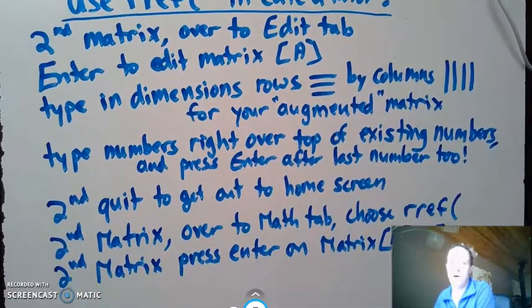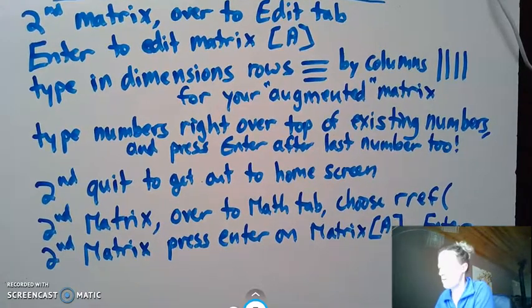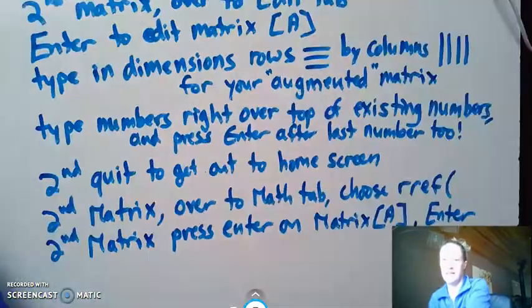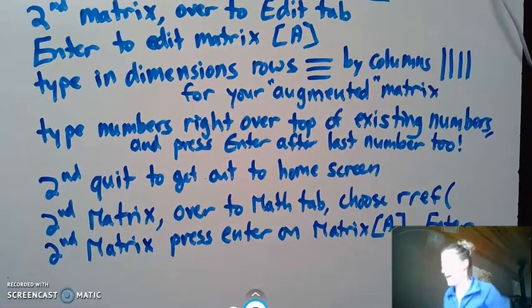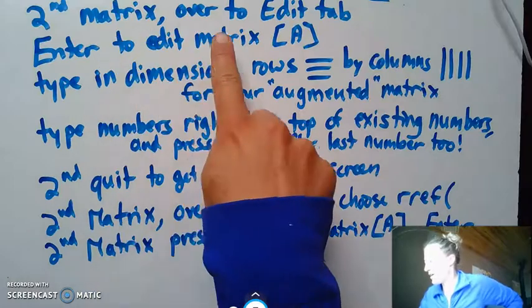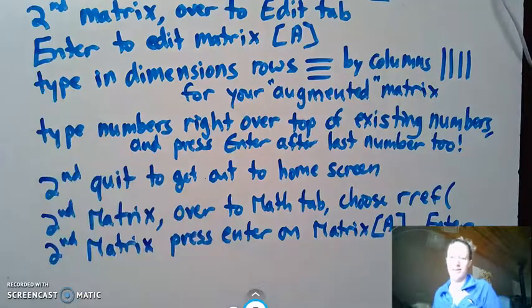So you'll do RREF, and here are the steps to get there. Let's see if we can get this all in. Okay, so you're going to go into second matrix, over to the edit tab, and you'll choose matrix A when you edit it.